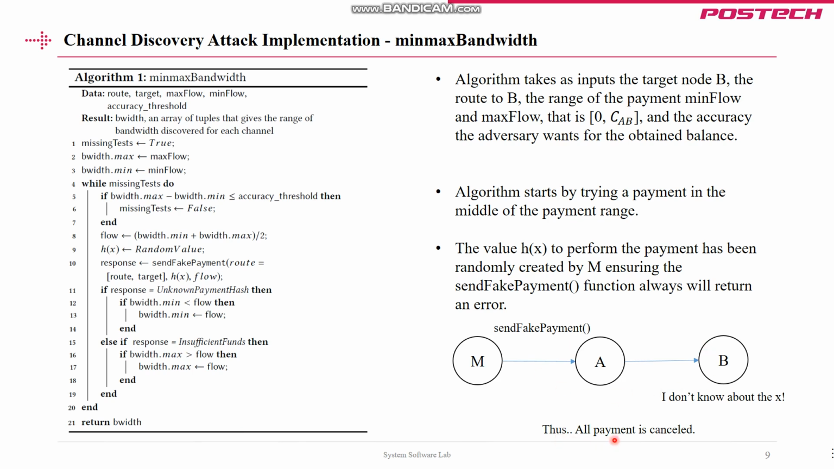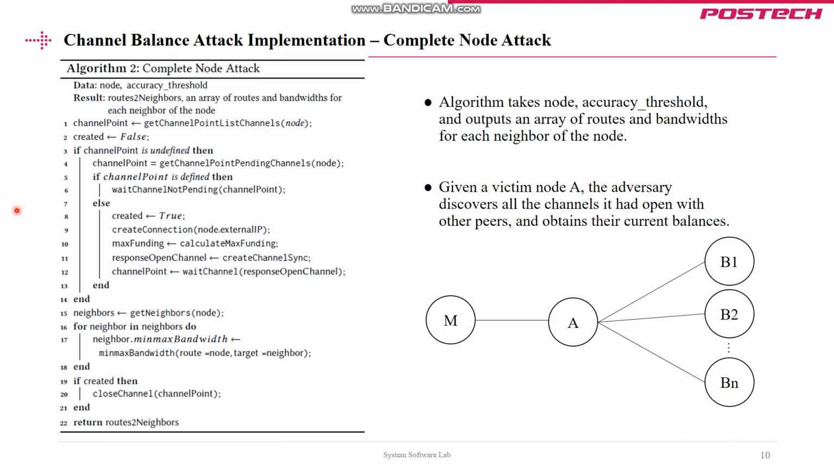So this is the process of the algorithm. It sends a fake payment to B, but B cannot know about the ends. Thus all the payments are cancelled. And this algorithm is the complete node attack, which is an extension of the first algorithm. The algorithm takes a node and accuracy threshold and outputs an array of routes and bandwidths for each neighbor of the node. Given a victim node A, the adversary discovers all the channels it has opened with other peers and obtains their current balances.